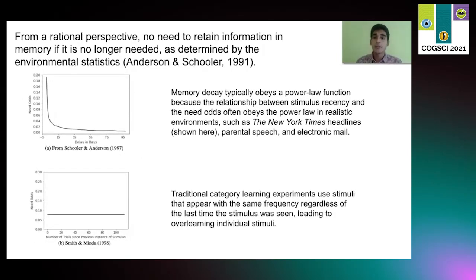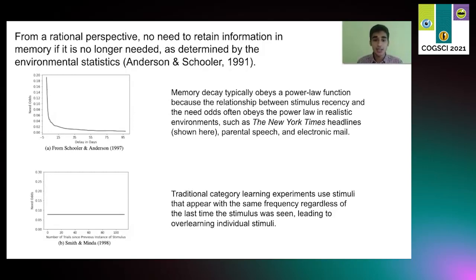From a rational perspective, there is no need to retain information in memory if it is no longer needed, as determined by the environmental statistics, according to this 1991 paper by Anderson and Schuler. Memory decay typically obeys a power law function because the relationship between stimulus recency and the need odds often obeys the power law in realistic environments, such as the New York Times headlines, as shown in the graph on the left here, parental speech, and electronic mail. The need odds is the odds that the stimulus will be required in the future.